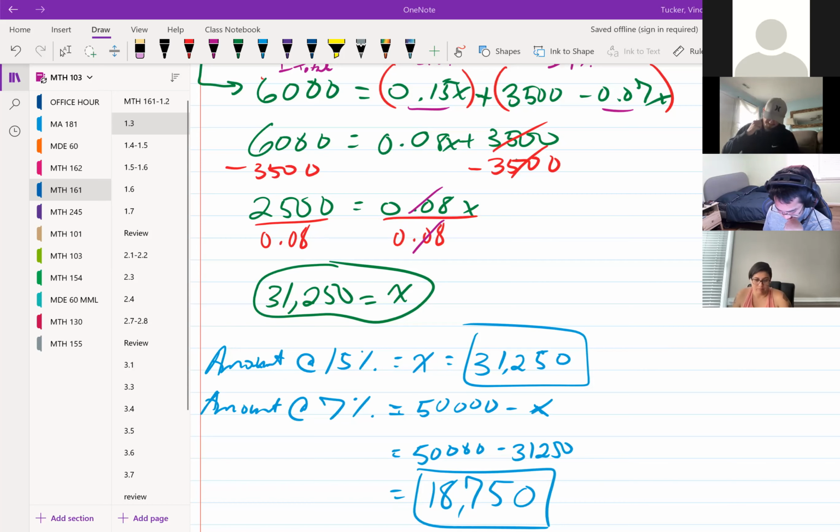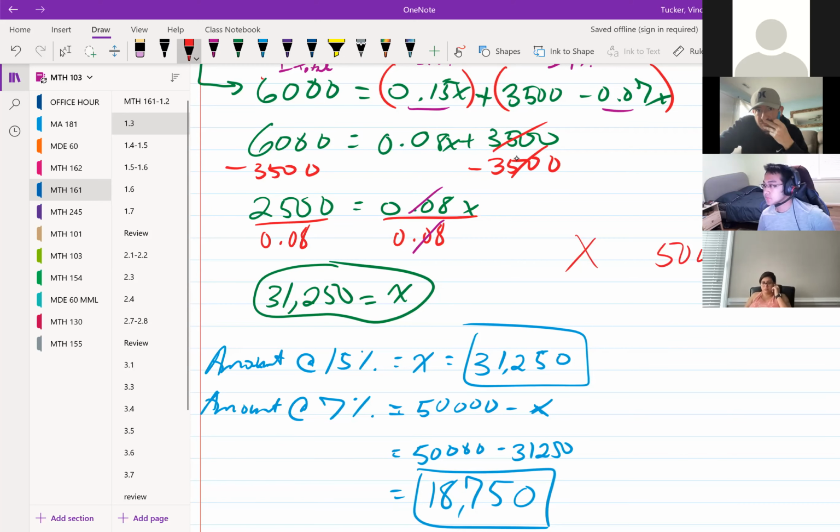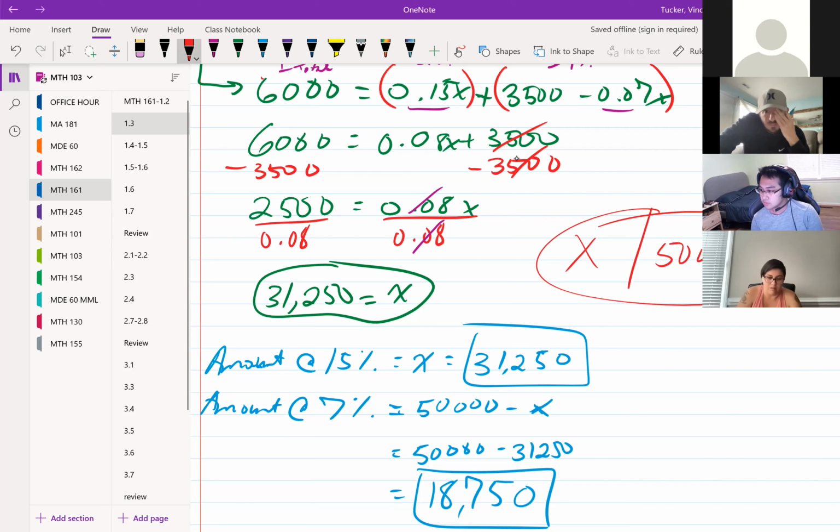No, it didn't matter which one you had the 50,000. As long as one of them you call X and the other one you call 50,000 minus X, you still would have come out with the same two numbers. As long as you use this setup though, and then follow the P times R times T thing, you still get the same answers.